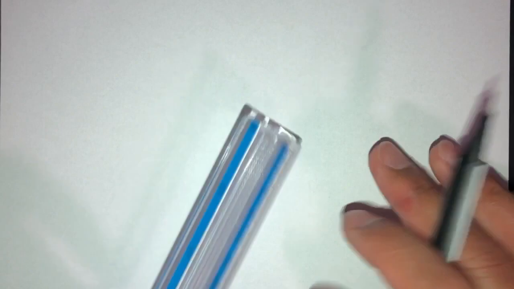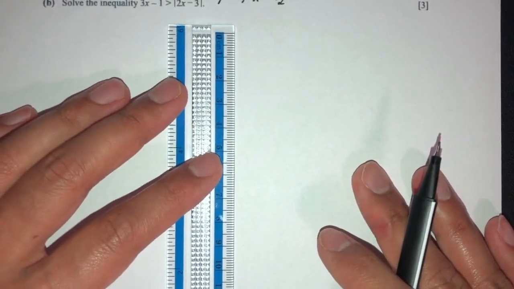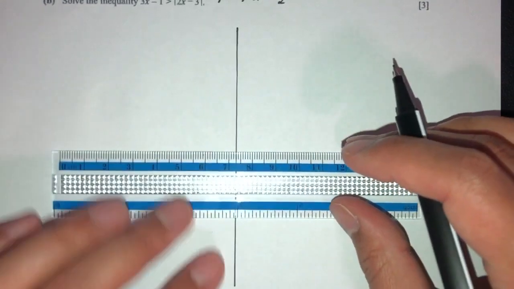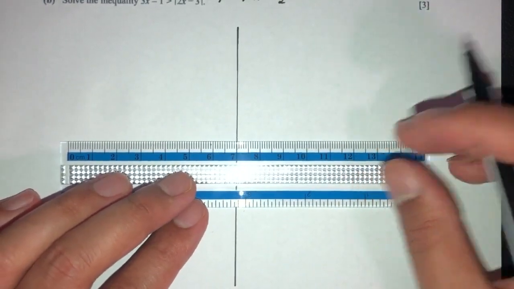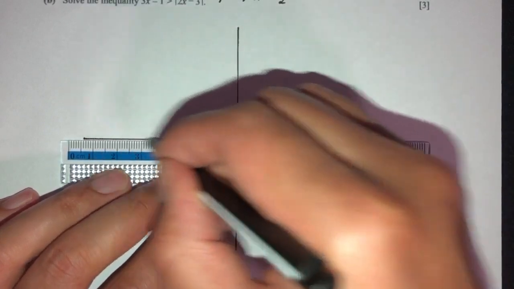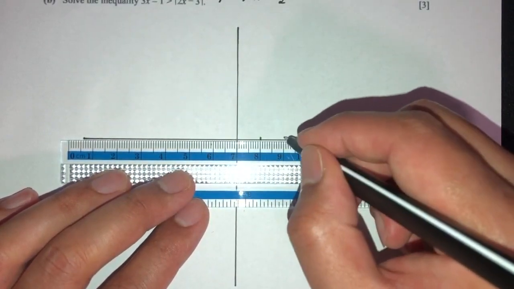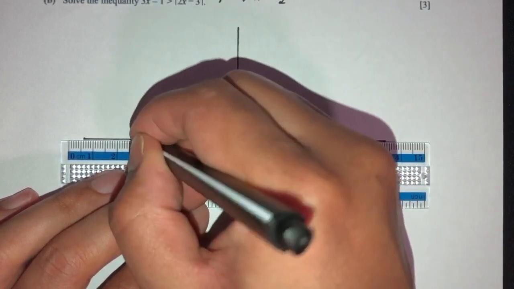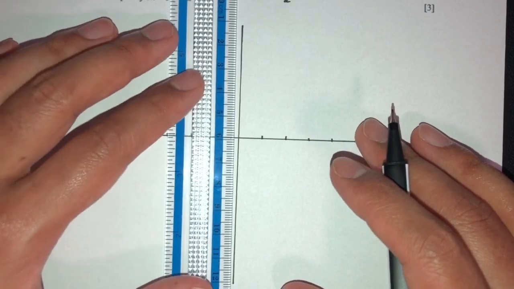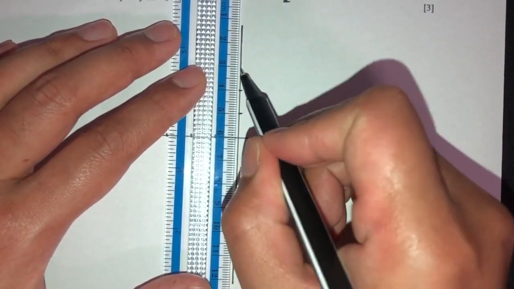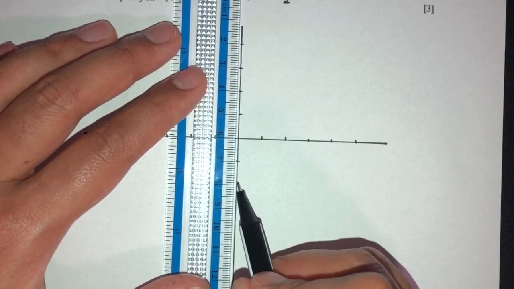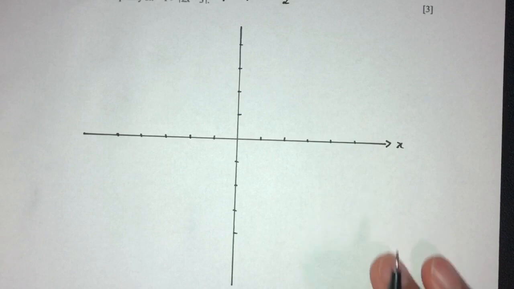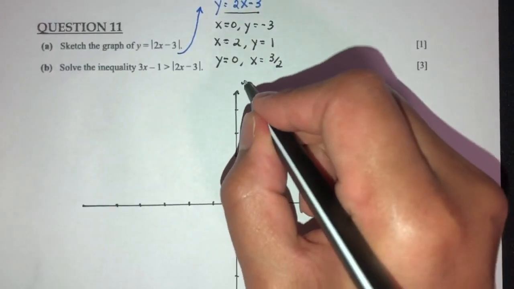Let me try to draw the axis now. Here you go. Scale them. So 1, 2, 3, 4, 5. Minus 1, 2, 3, 4, 5. And on top as well. 1, 2, 3, and 4. This is your x-axis. Label this, and also label this as your y-axis.